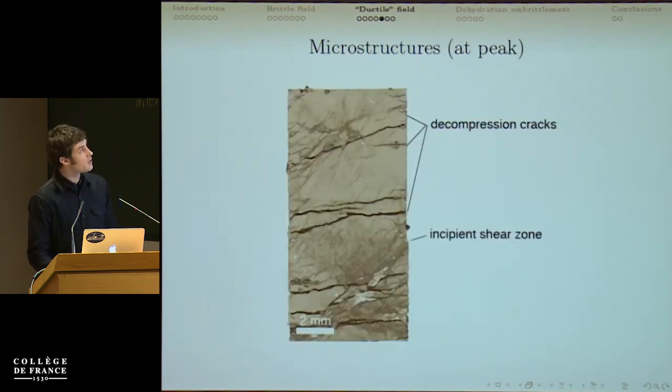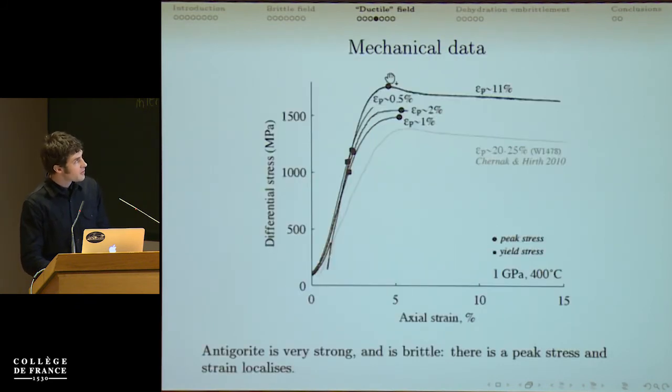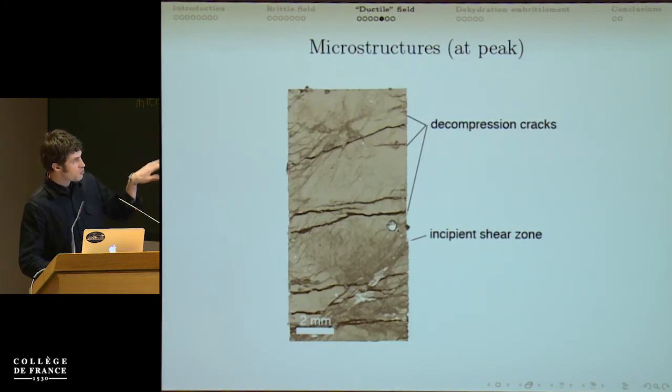If we take the microstructure of a sample deformed at the peak, I had a slide on the microstructure before the peak, but you see nothing, so I skipped that slide. There's actually nothing in the sample deformed there. If you now look at the sample deformed at the peak, which is 1 or 2% strain, we have those decompression cracks. Don't look at them. There's one shear zone here. Some of these features are due to the polishing, but this is the main shear zone in the rock.